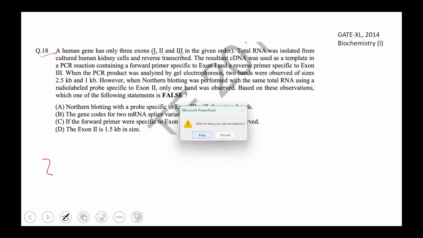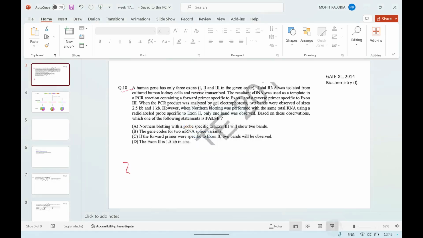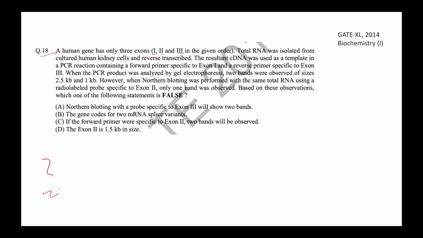So either you have a setup where, if this is your gene of interest, it can be transcribed as mRNA, and that RNA can form a protein.